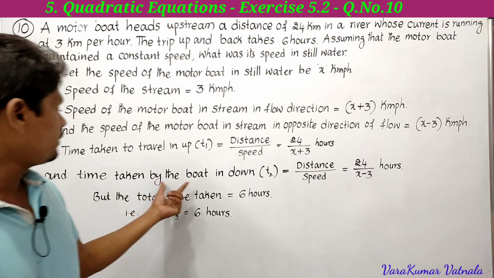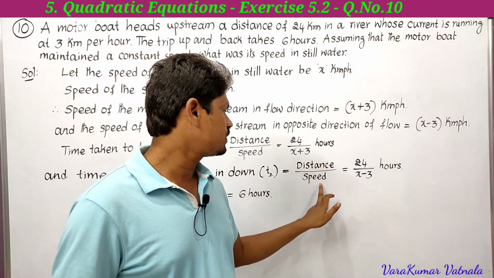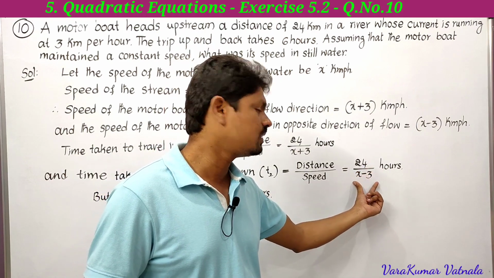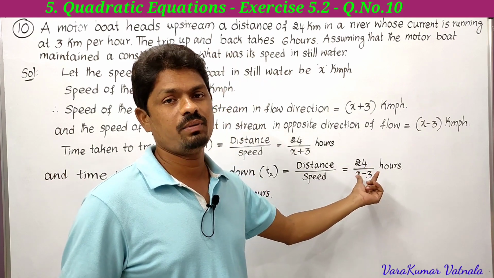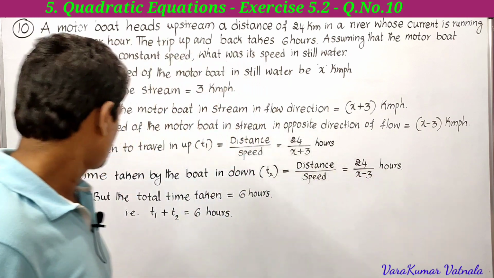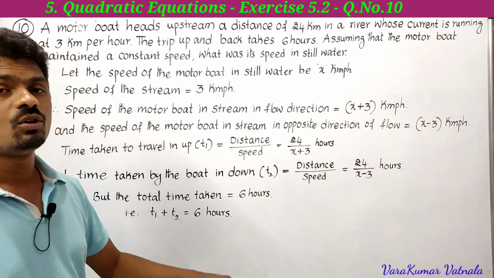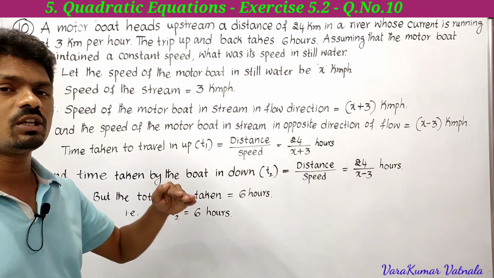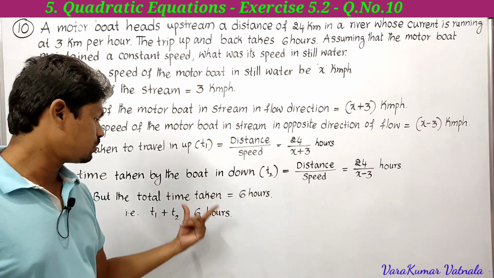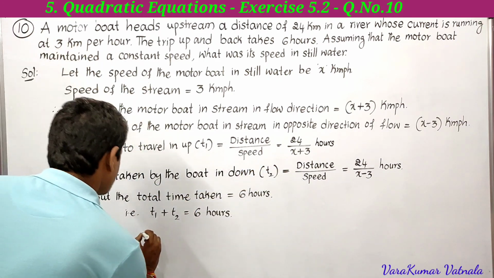And the time taken by the boat in down, let it be t2. Again it is distance by speed. Distance is the same 24 kilometers, but the speed is x minus 3 kmph. So time in hours. The total time taken to travel up and down is 6 hours, he has given. That is t1 plus t2 equal to 6 hours. But we have t1 is equal to 24 by x plus 3.